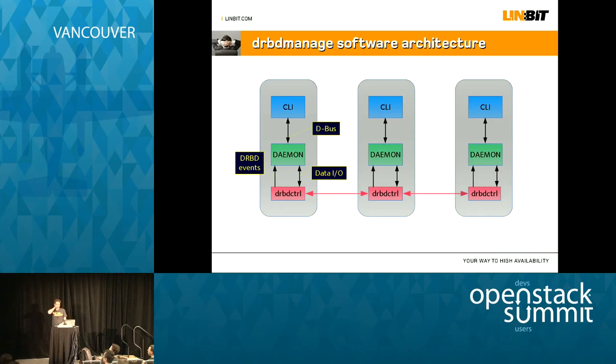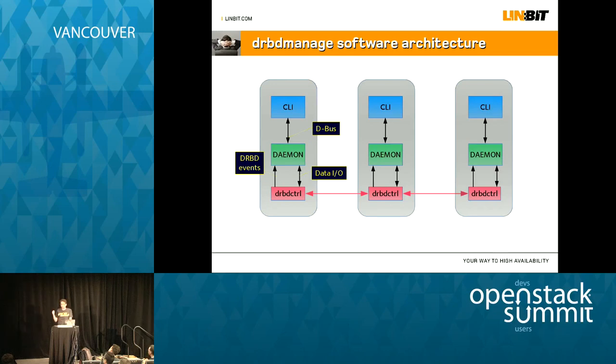Here I have an illustration that shows the software architecture of DRBDManage. We have the command line interface at the top. That's easy. You call that on the shell. That uses D-Bus to connect to a locally running daemon. And that daemon writes things it thinks are important to a control volume. So what is the control volume? That's a rather small volume DRBDManage will create on your nodes. It's about 4 megabytes in size.